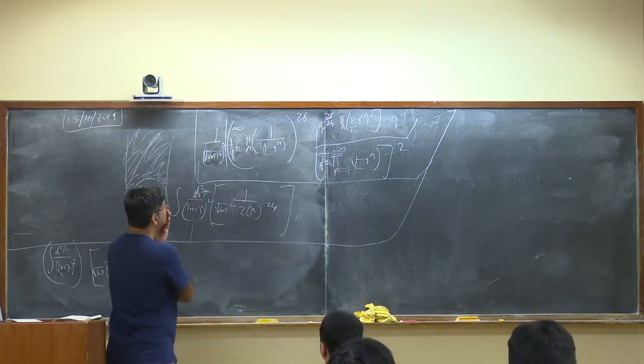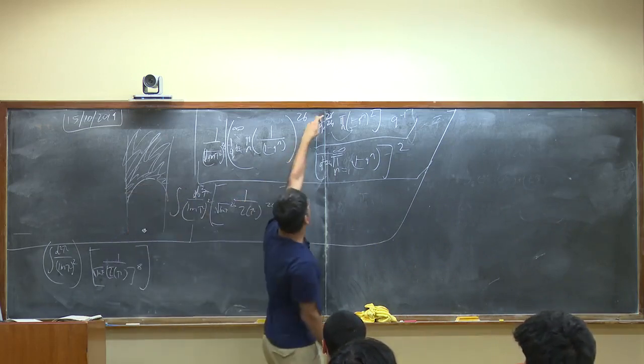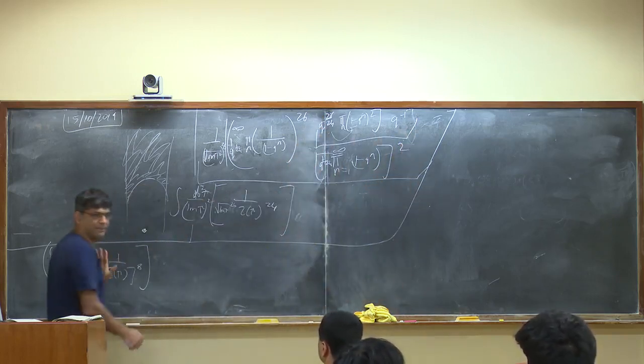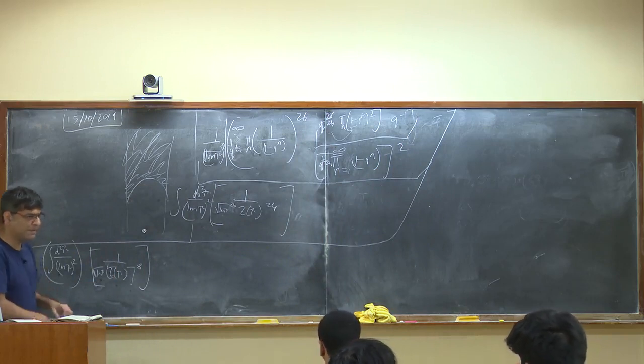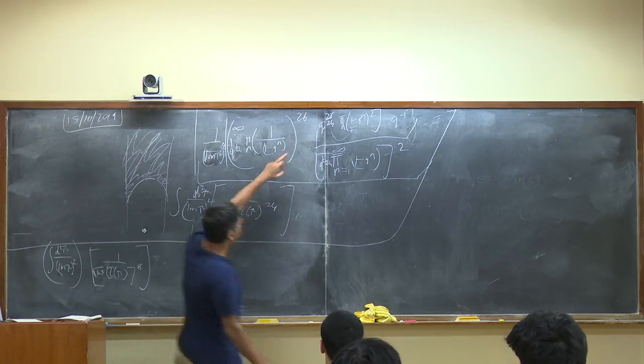Okay, the BCCFT continues to have c equals 26. So this just continues to work as before. You just get 26 by 24 times q to the power minus 1. So this is completely unchanged. There is no issue, because 26 is not changed.